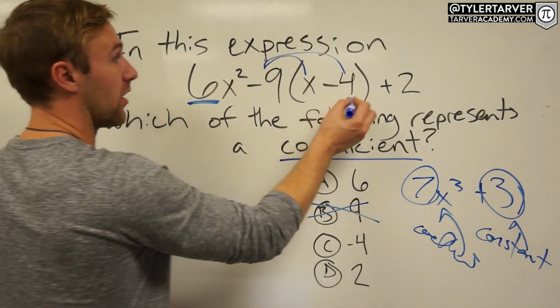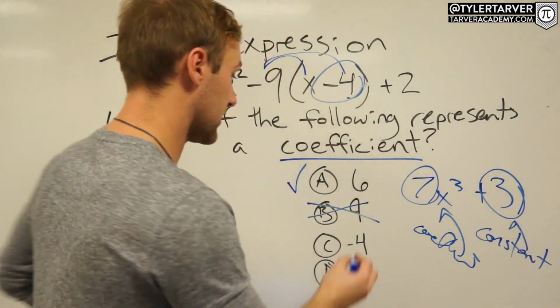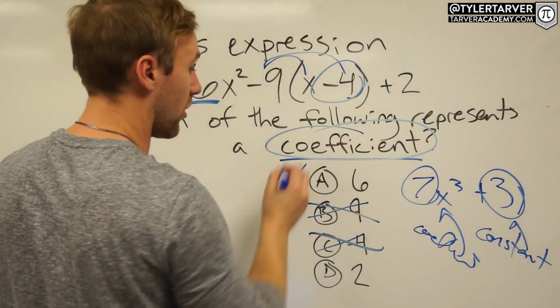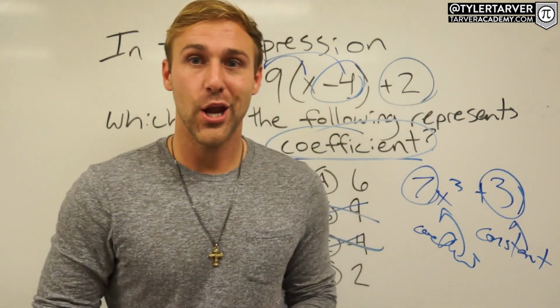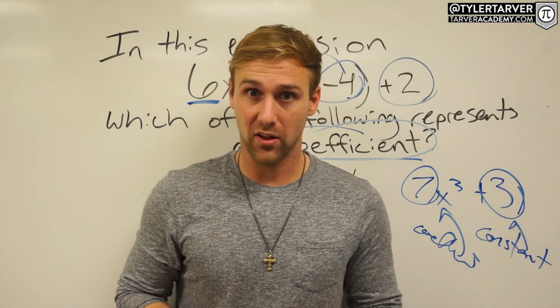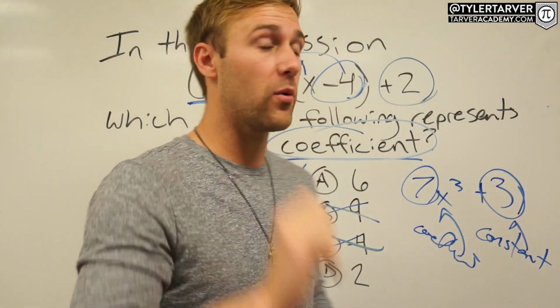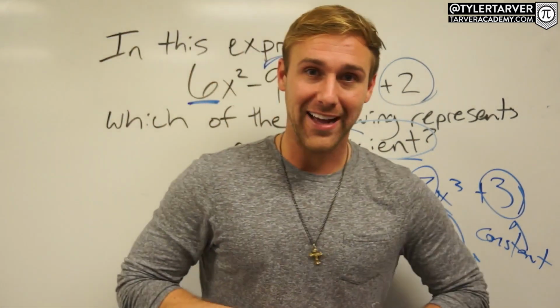Let's look at negative 4. Is there a variable behind it? No. Therefore, it is a constant, not a coefficient, which is what we want. And let's look at 2. Does 2 have a variable behind it? No, sir, and no, ma'am. Therefore, it is a constant as well, and we don't want any part of constants. We want a coefficient. A is still our optimal answer.